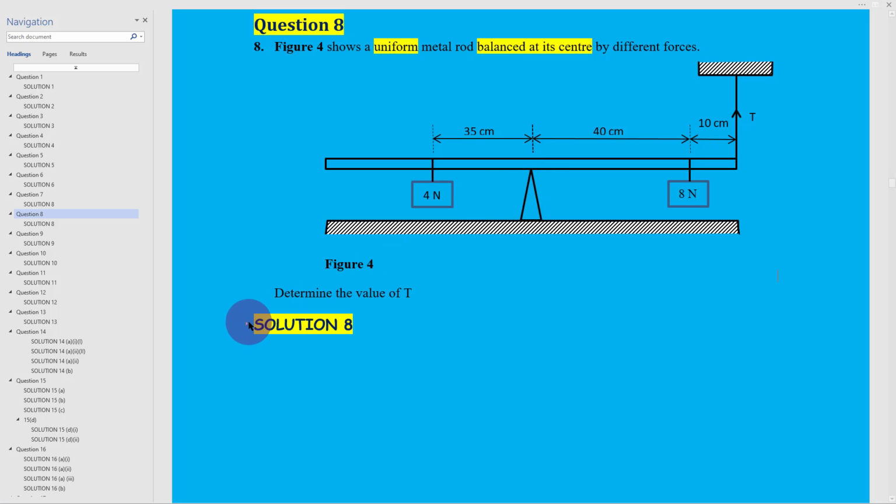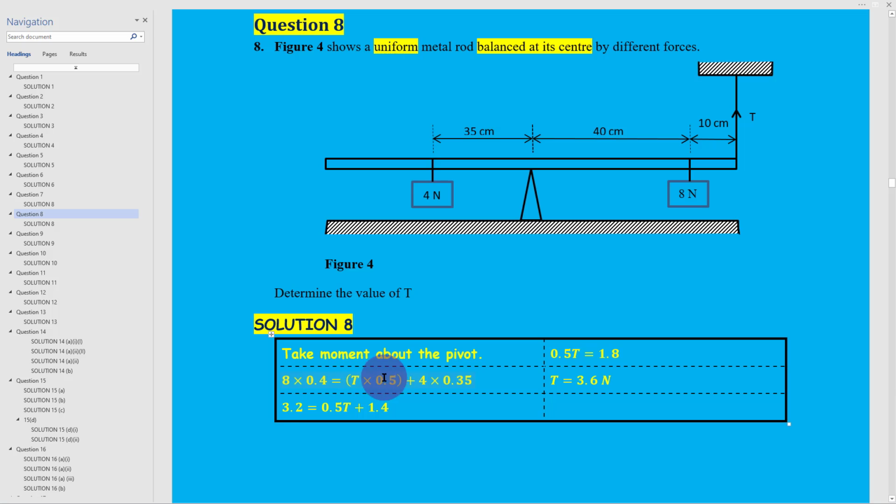So this is how the solution looks. We take moments about this pivot. The clockwise moment will be equal to 8 newtons times this distance here. And the sum of the anti-clockwise moments will be 4 times this distance plus this distance here, which is 50 times T.